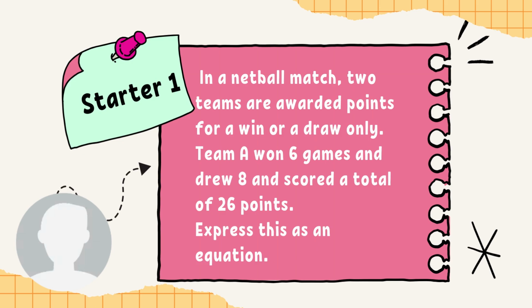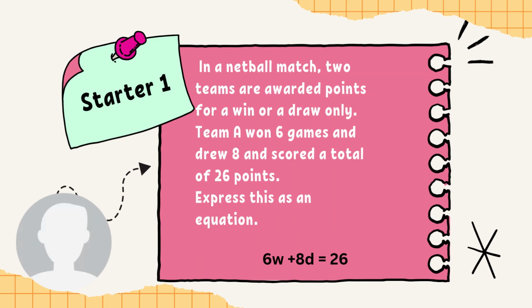Let's have starter question 1. In a netball match, two teams are awarded points for a win or a draw only. Team A won 6 games and drew 8 and scored a total of 26 points. Express this as an equation. Now you can express this in terms of another letter. Let's say W means win and D means drew. So you can express it as 6W plus 8D equals 26.